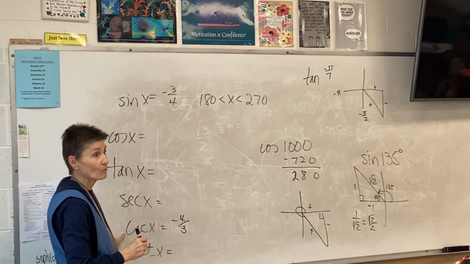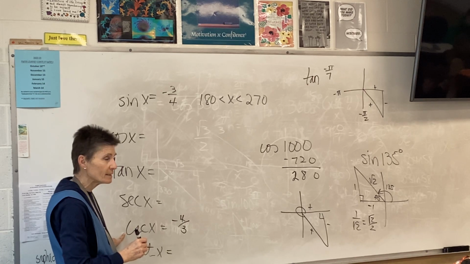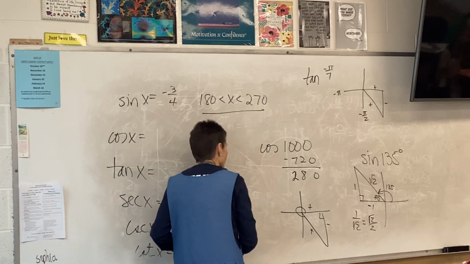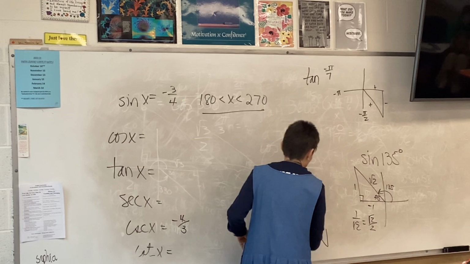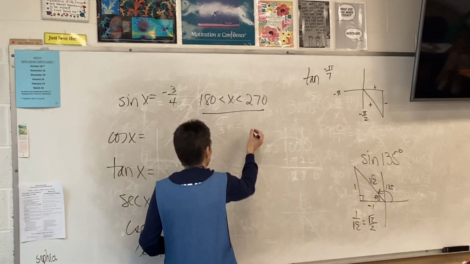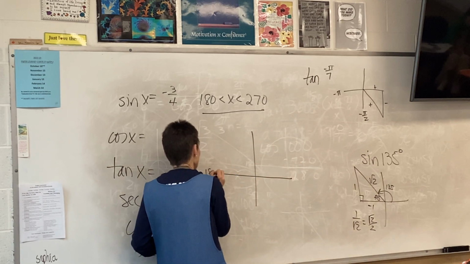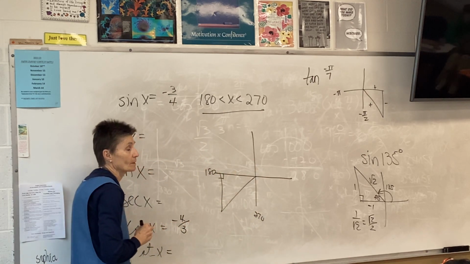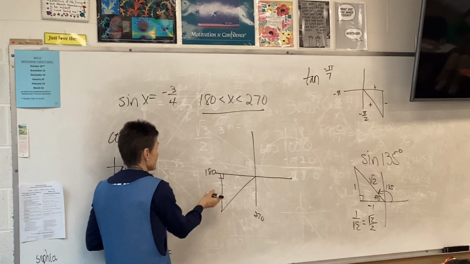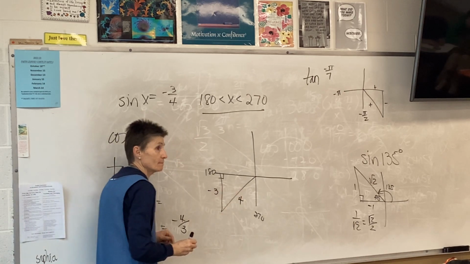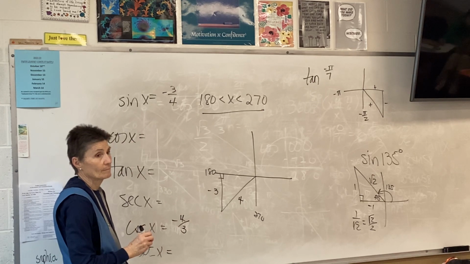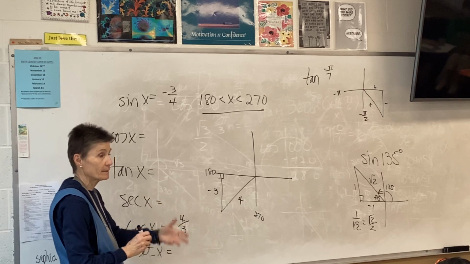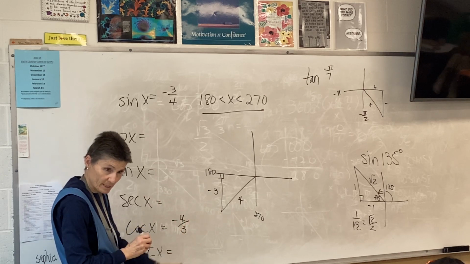To find the rest of them, I'm probably going to need a picture. This tells me where to draw my picture. Where am I drawing my picture? Quadrant 3. Kids, here's 180 and here's 270. I'm in quadrant 3, I'm between them. The sine is negative 3/4. So what do I need to figure out? The other side. I will use the Pythagorean theorem.